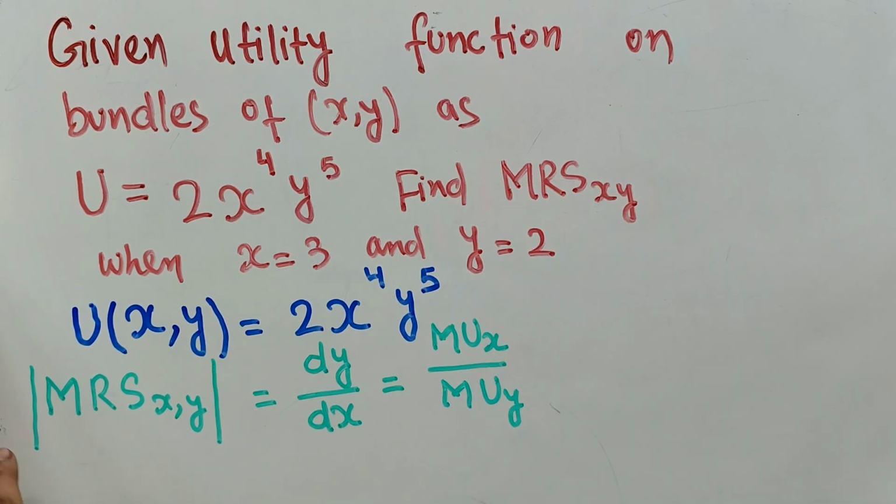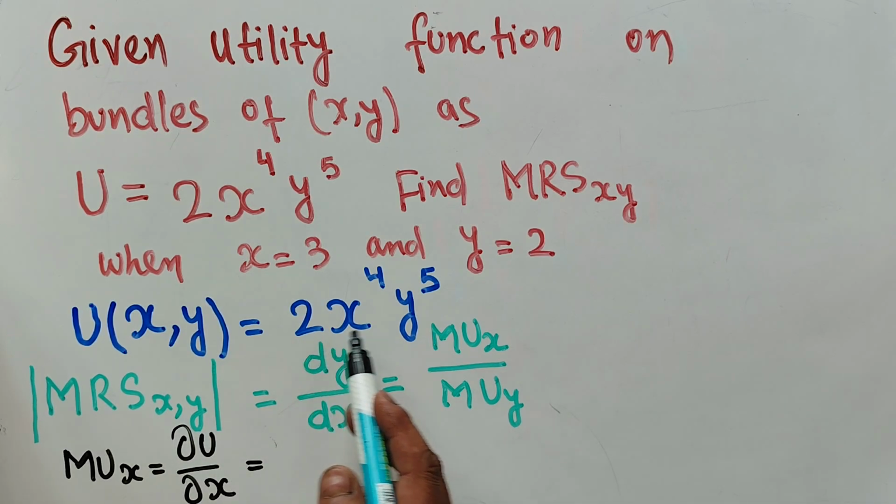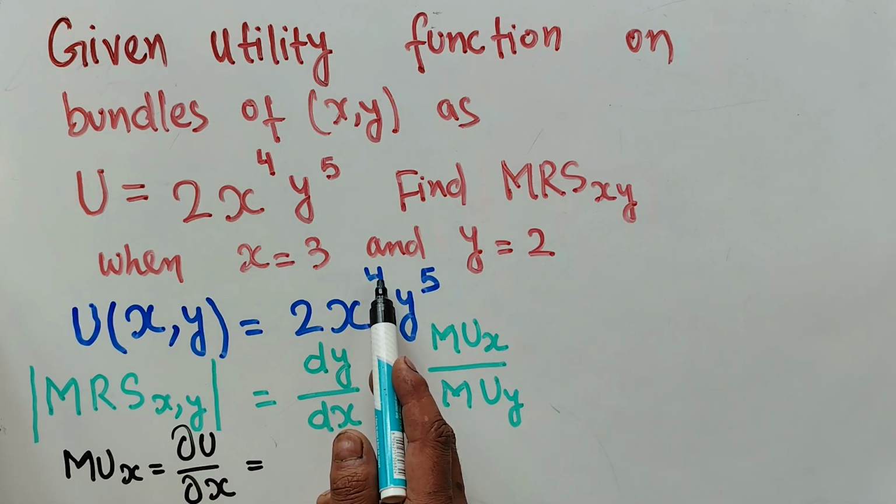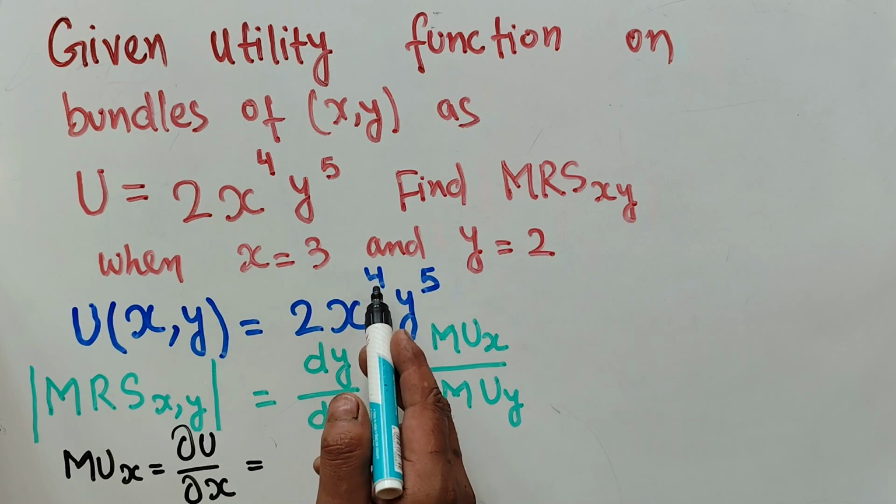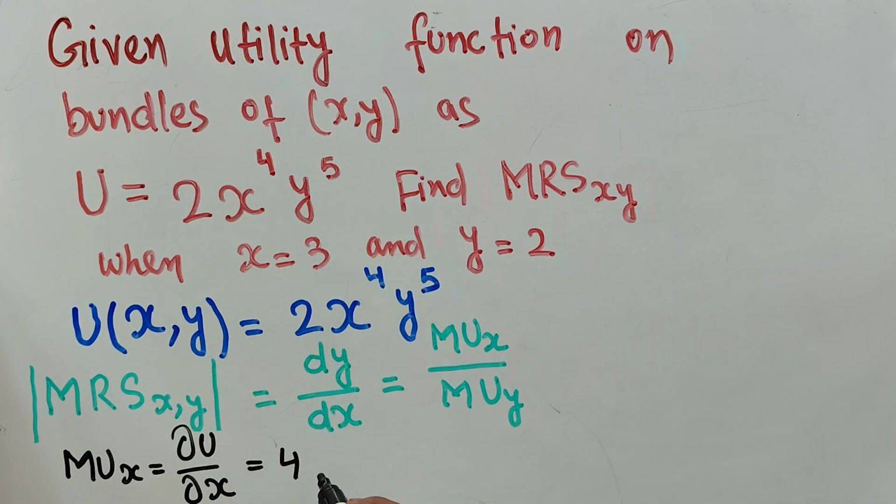So what is MUx? MUx is the partial derivative of the utility function with respect to good x. If I differentiate this function with respect to x, by the power function rule, the exponent of x becomes the coefficient. So we have 4 times 2 x raised to the power, and the exponent is subtracted by 1, so it becomes cube, and y raised to the power 5 remains the same because we are taking partials with respect to x.